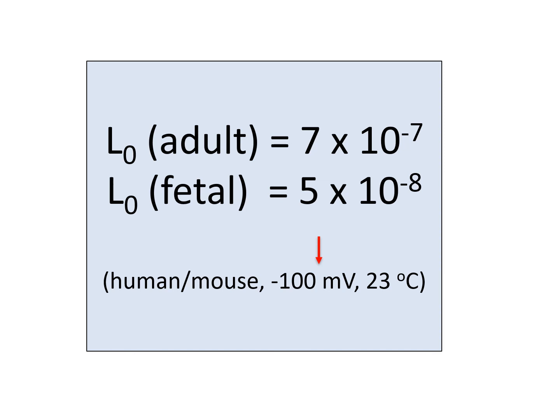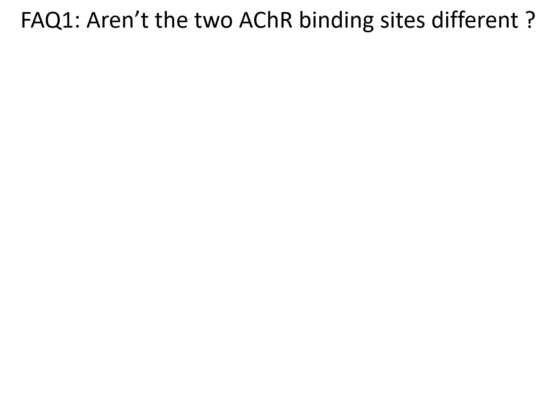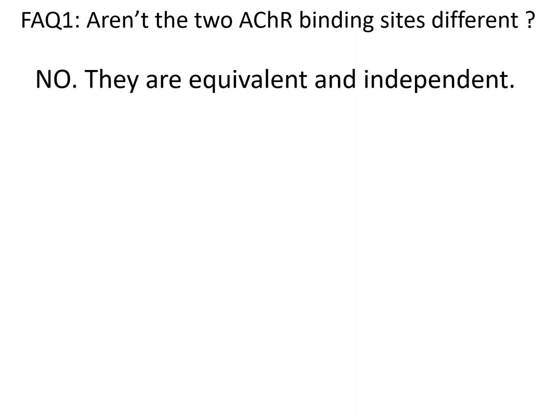So next, that's the end of the discussion of the basics of receptor operation, and I now want to go on to address 2 frequently asked questions. The first question I am often asked is the following: aren't the 2 acetylcholine receptor binding sites different? I recall reading papers, I thought it was established that they are different. The answer to this question unequivocally is no. They are equivalent and independent.